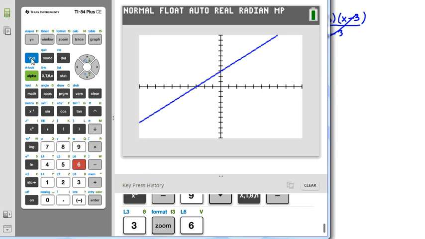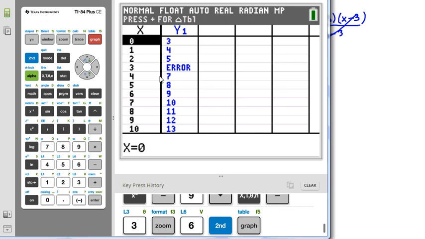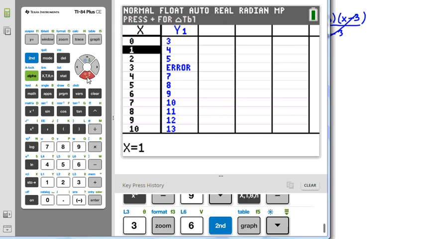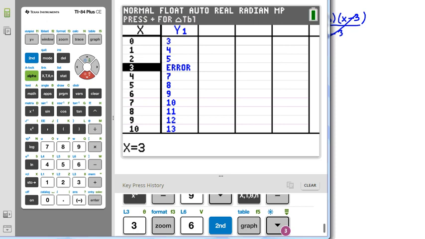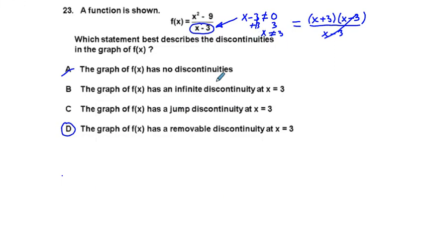So what that looks like in the table view is this. We see at x equals 3 we have an error, because that's where our discontinuity is. This is a point discontinuity, a hole or removable discontinuity. So that is reinforcement from our calculator.